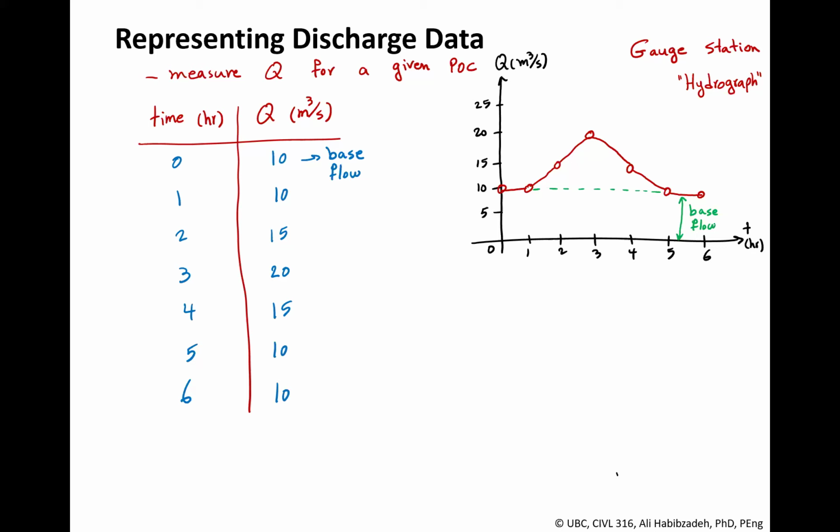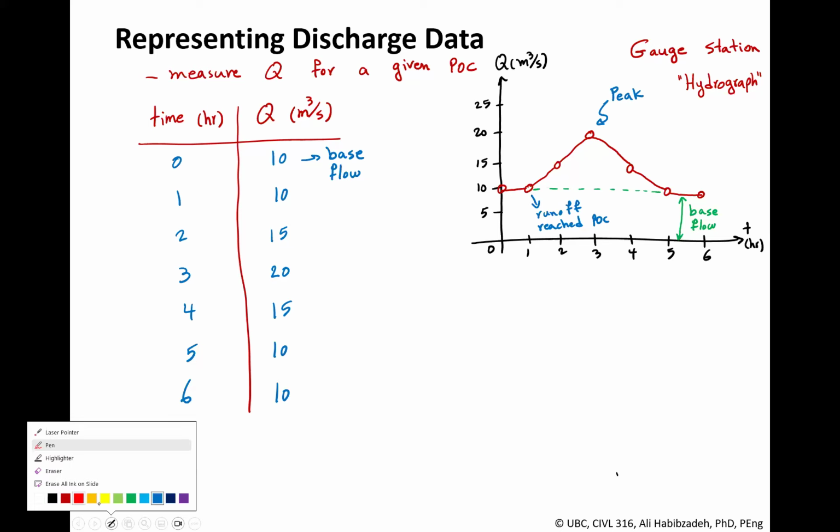And what happened? It looks like after 1 hour, there's a point where runoff starts to go up. Why? What happened there? Runoff from the catchment reached the POC. That's what happened. Before that, the rainfall was happening, but there was no changing flow at the gauge station. And then it goes up, reaches a peak. Again, that's a term we typically use. And then goes back down to base flow.